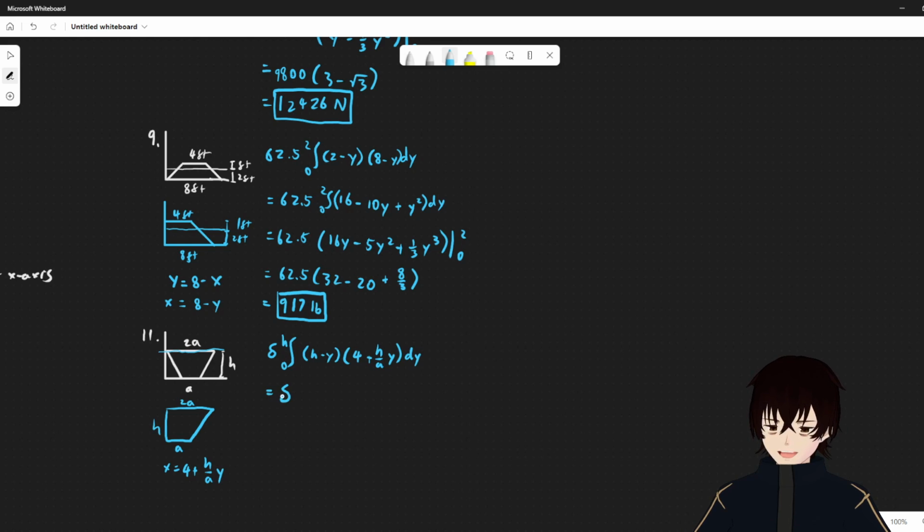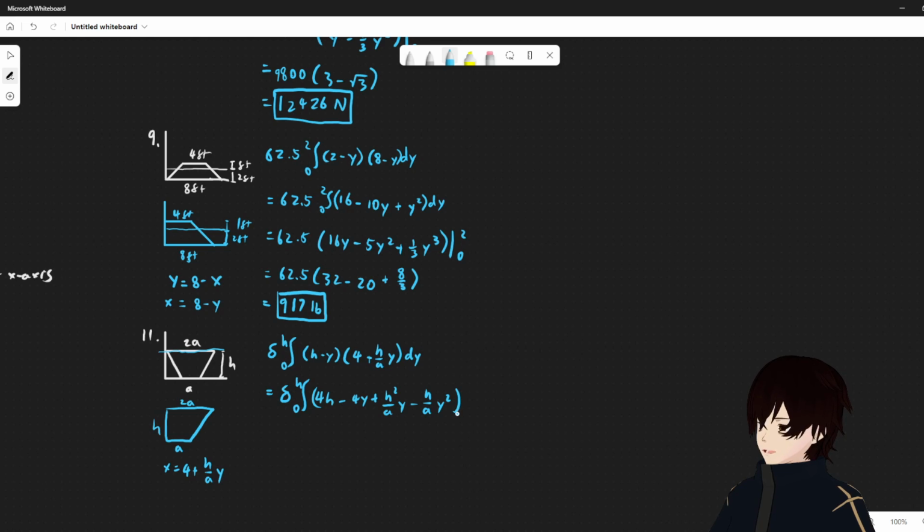Am I understanding this right? We go from 0 to H and we're gonna have 4H minus 4Y plus H squared over A Y. Wait, yeah. And then plus H over A Y squared. No, that's a minus. That's a minus. Let me read the question again. Something doesn't feel right.